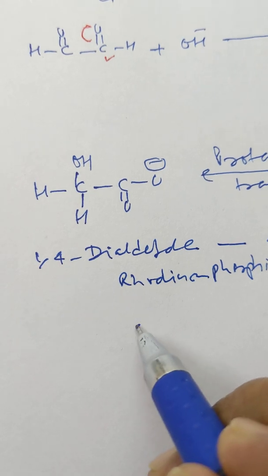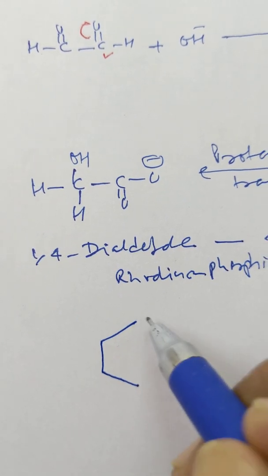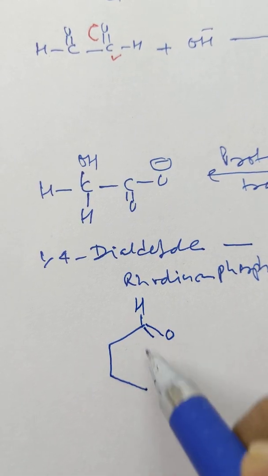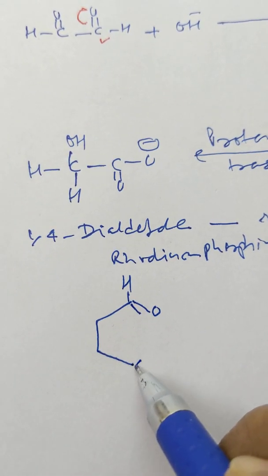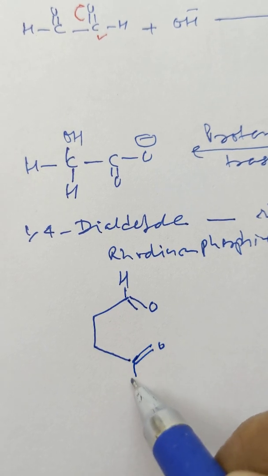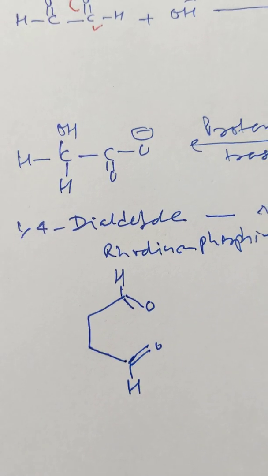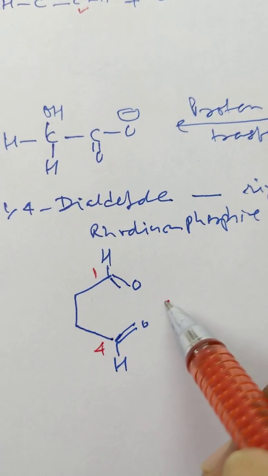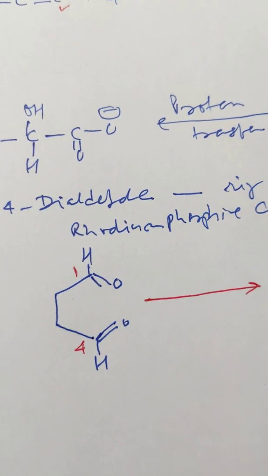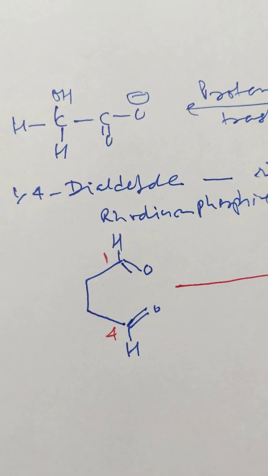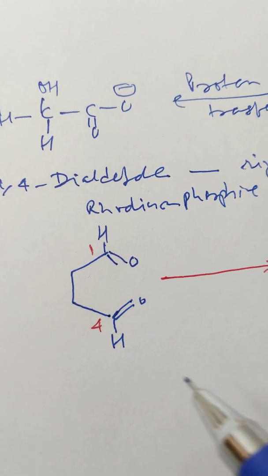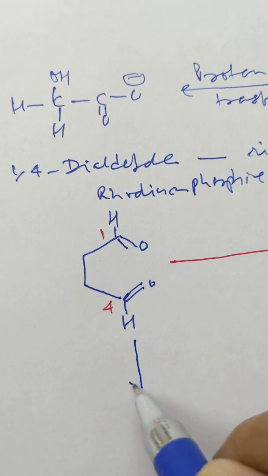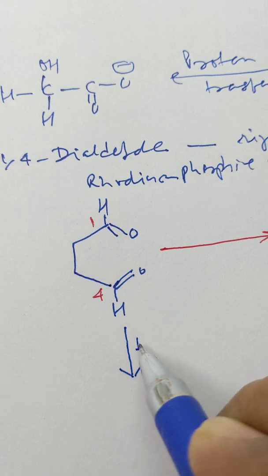See, here you have one aldehyde group. This is carbon number 1, 2, 3, and here also you have this aldehyde group. So this is position number 1 and this is position number 4, and when it is subjected to this, what is the product formed ultimately? See, first it will undergo intramolecular Cannizzaro reaction.